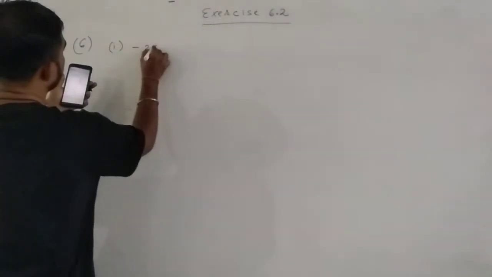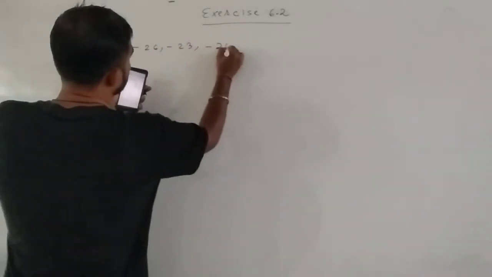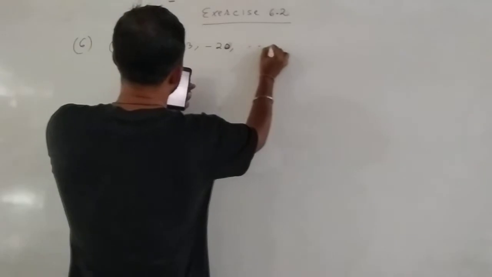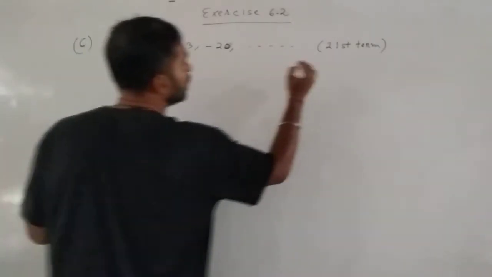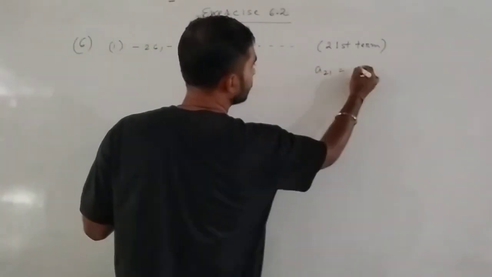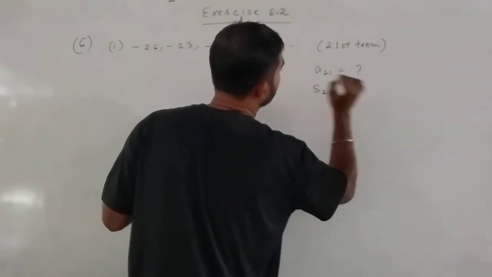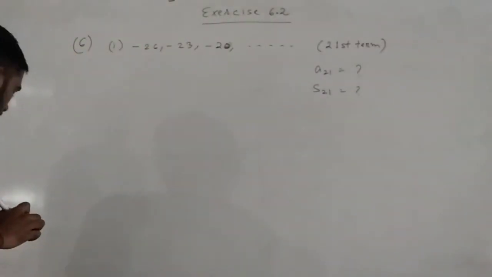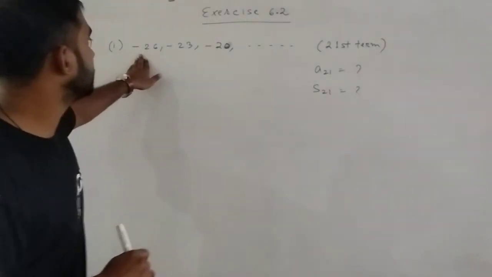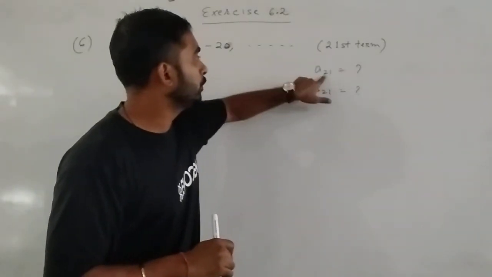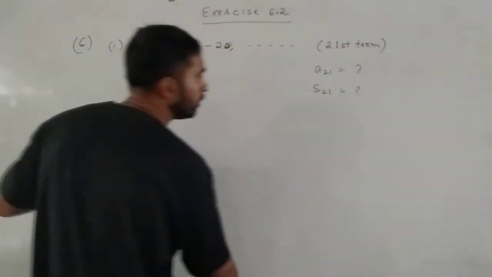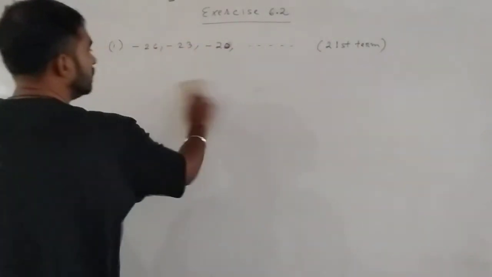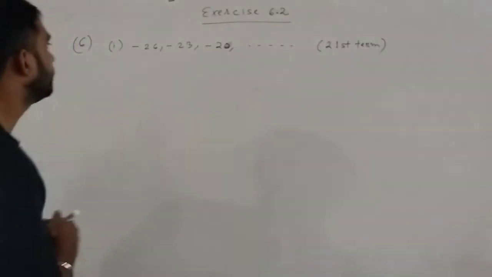The question is 6(1): minus 26, minus 23, minus 20, and the 21st term. In this question we have to find the 21st term and the sum up to the 21st term. So there are two questions: the 21st term of this sequence and the sum of this sequence up to 21 terms. Find A21 and S21. First of all we are going to find A21.